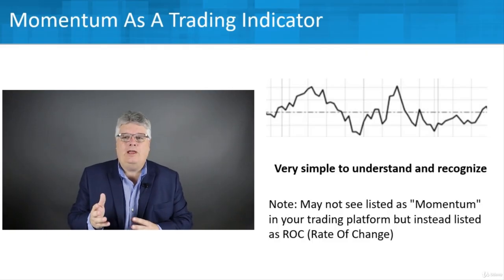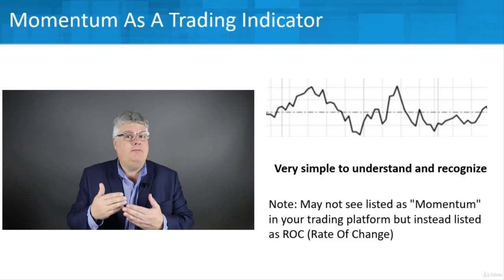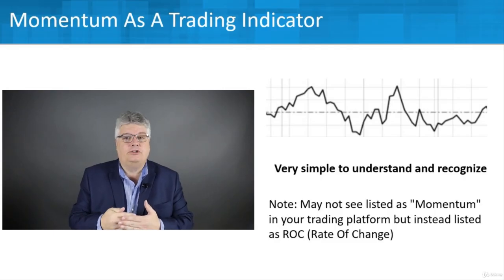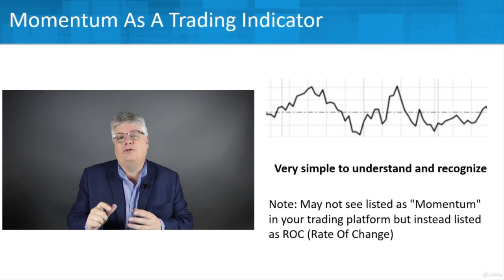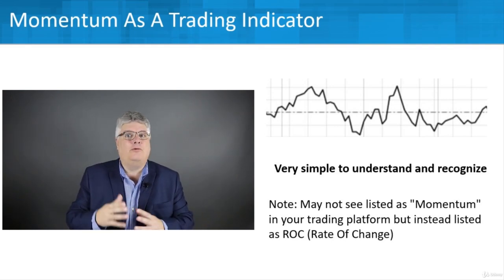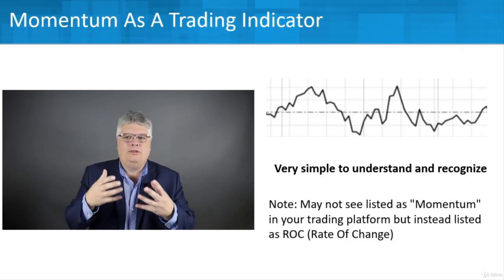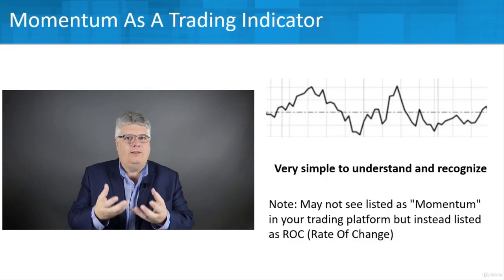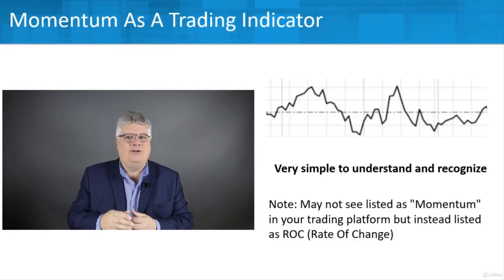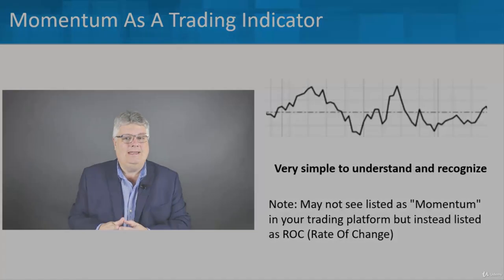By the way, if you're using a trading platform, a lot of times they may not list it as momentum per se. They might call it rate of change, or the abbreviation ROC. So if you see ROC, that's momentum. That's the classic momentum indicator. We're going to learn later about RSI, relative strength index, and stochastic oscillator, and other types of momentum indicators, but this is the core, basic one that everything builds from. So let's learn about that and use it as a trading indicator.